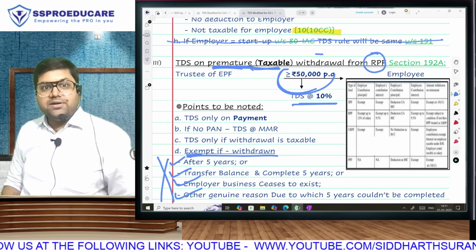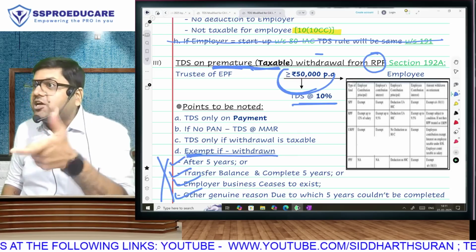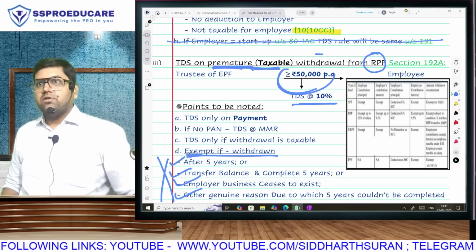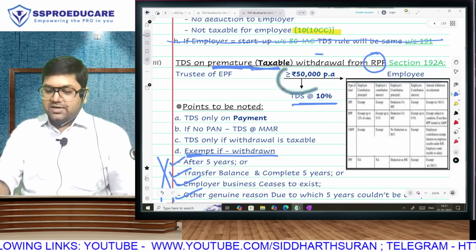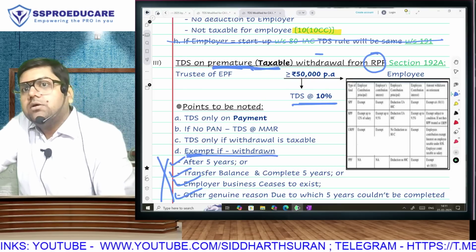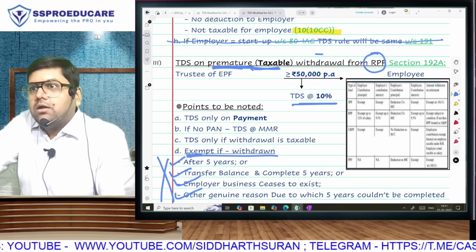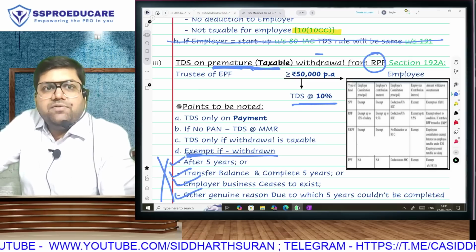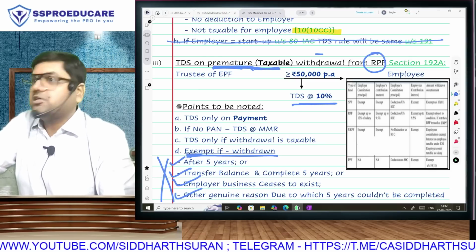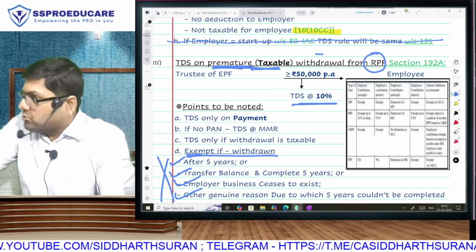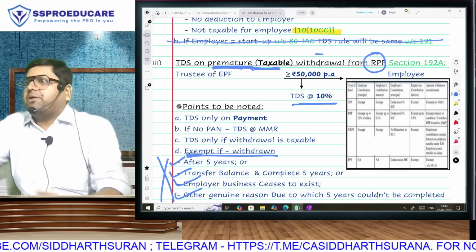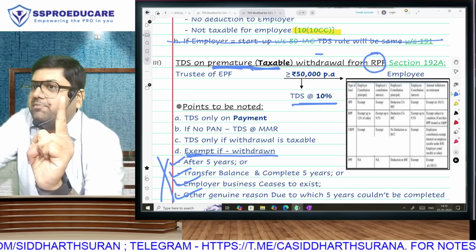The monetary limit given is not to decide whether the income is taxable or exempt. The monetary limit is for TDS. If the monetary limit of TDS is exceeded, then only TDS will come. Otherwise, TDS will not come. Are you clear? So, if I withdraw 1 rupee, taxable. If I withdraw after maturity, after 5 years, then it is exempt, even if it is crores of rupees. No question of TDS. Taxability will come only if it is premature.